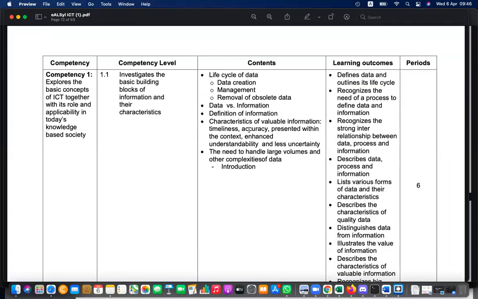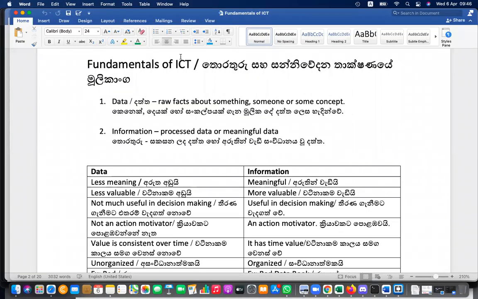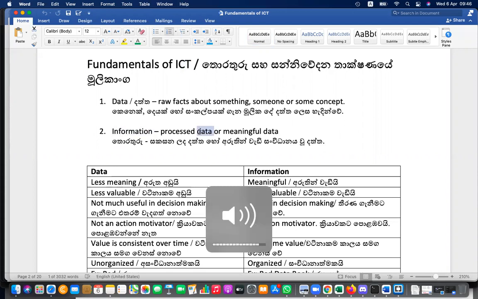First of all, you need to know two terms, data and information. It is very, very important, because basically there are three things under ICT: information, communication, and technology. Information is basically processed data or meaningful data. If these points are important, you can just note them down, or I'll anyway send you the PDF. Information is basically processed data or meaningful data.